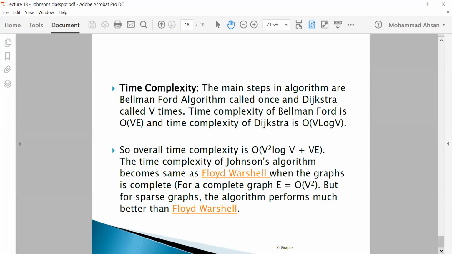Okay, so it is mixing up two algos. Bellman-Ford is used to eliminate negative weight edges by using the formula weight plus HU minus HV. HU and HV are the distances from the fake source that you add at the beginning to calculate the weights of the vertices.